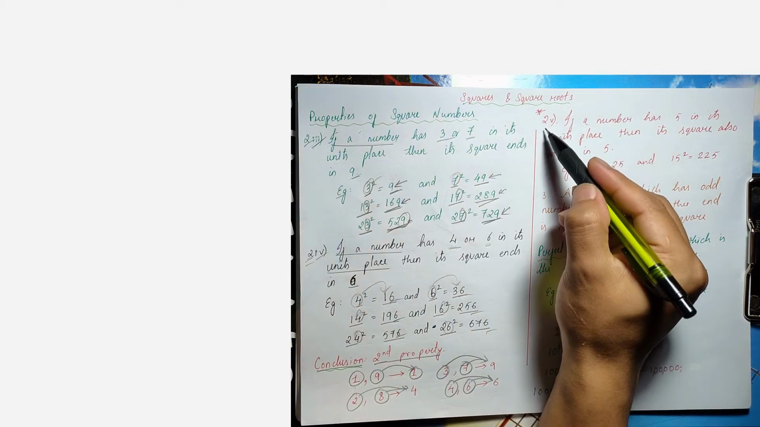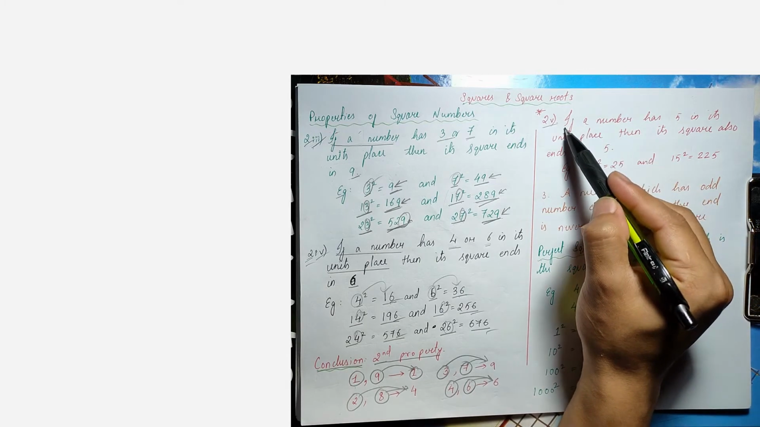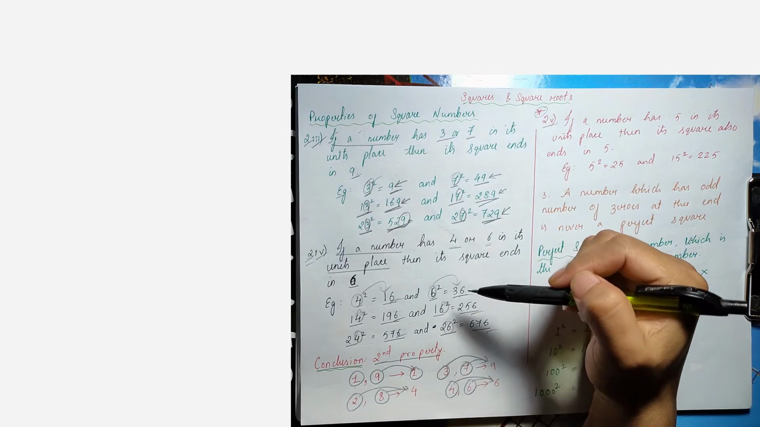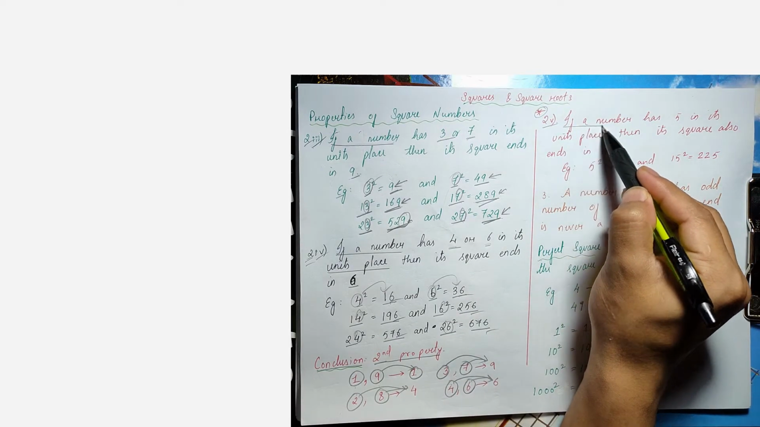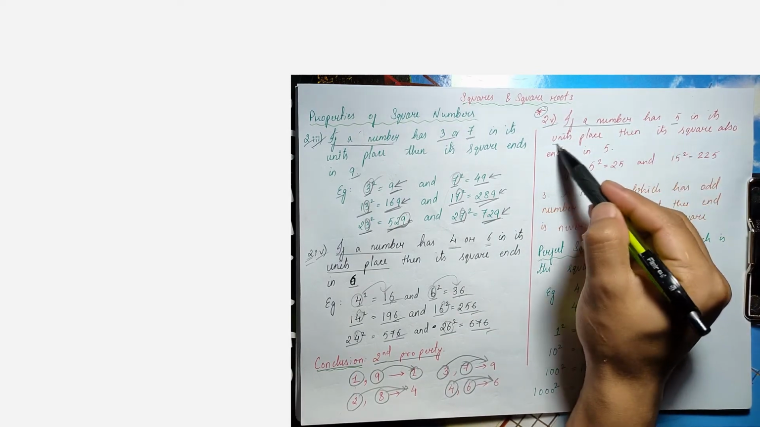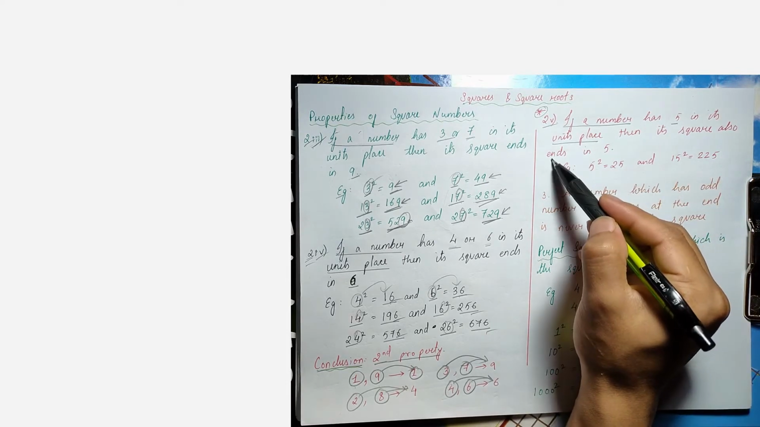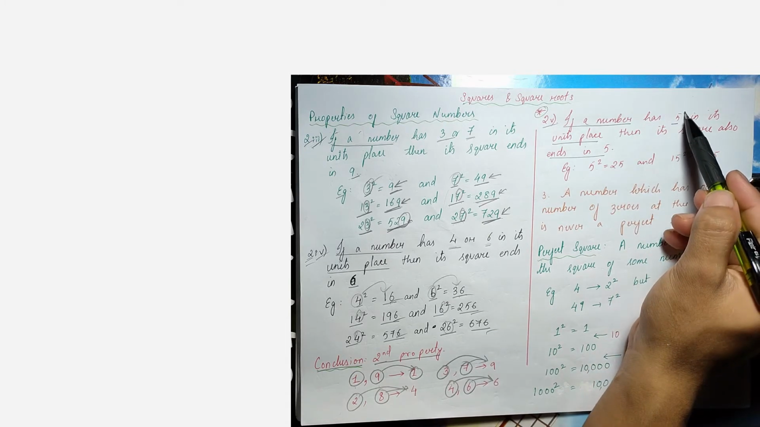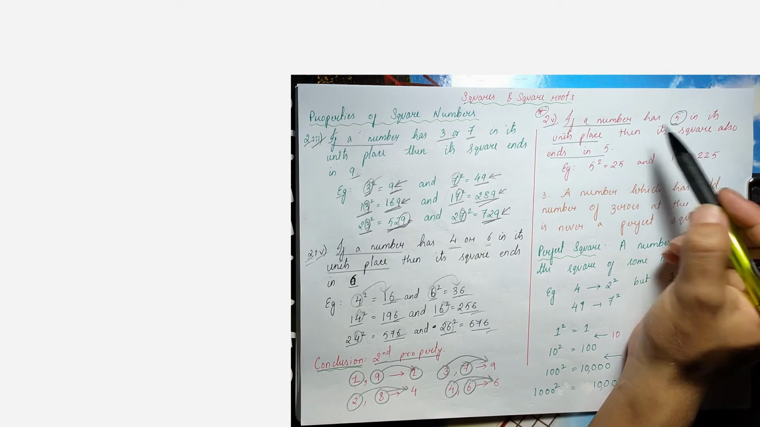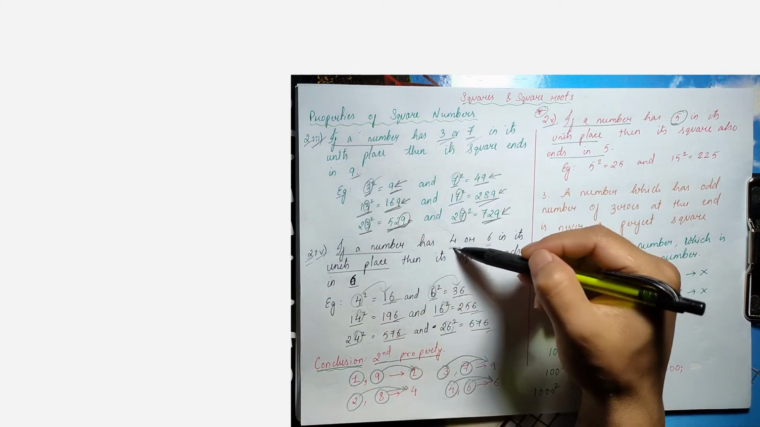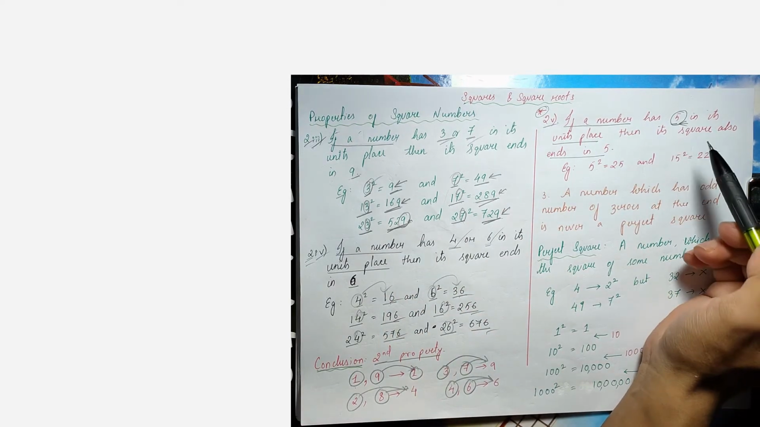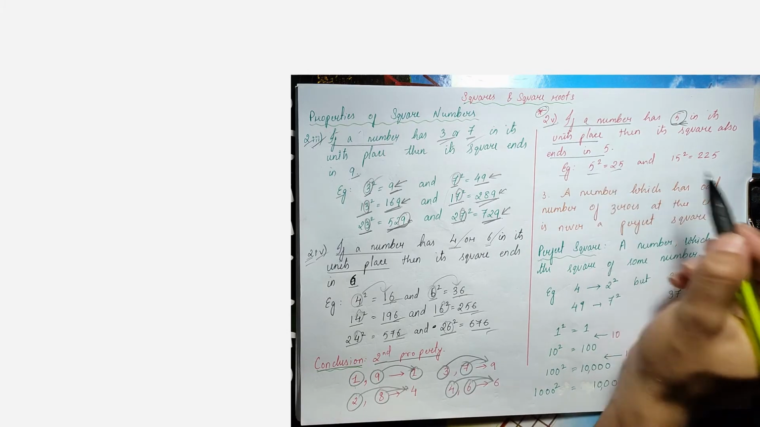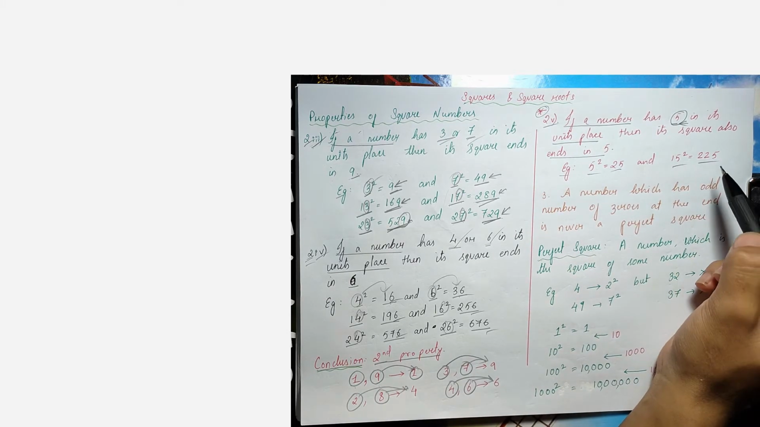Now there is also a fifth property. Now this property is slightly special compared to any other property. The property is if a number has 5 in its unit place, then its square also ends in 5. So why is it special? Because we have only one number here. In every earlier case we had two numbers, but here we have only one number. Example, 5 square is 25, 15 square is 225.